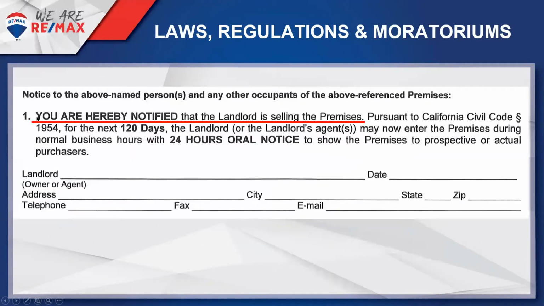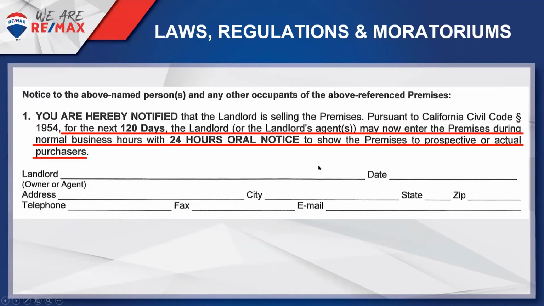So taking a look at the form, you are hereby notified the landlord is selling the premises, and pursuant to Civil Code 1954, that's where these notices are contained. For the next 120 days, the landlord or the landlord's agents, and that would include accompanied buyers, may now enter the premises during normal business hours with a 24-hour oral notice. You'd want to keep a log, and voicemail is acceptable. If you leave a voicemail for the tenant, that is oral notice.